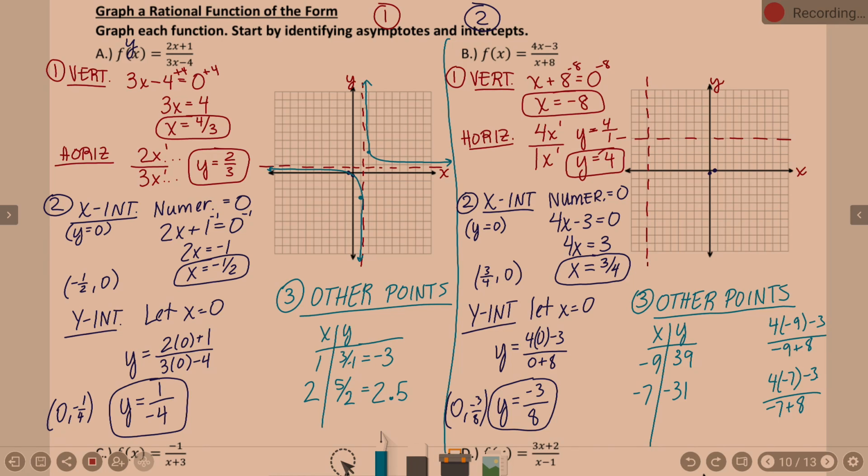Now, let's look and see if those numbers make sense. -9, 39 is going to be left 9 and up 39. Could that be possible? I mean, I can't even go up 39, but could there be a point way up here somewhere? Yeah. -7, -31. Does that make sense? Left 7, so it's right before the asymptote and way down here somewhere. That puts us in the right area, doesn't it?